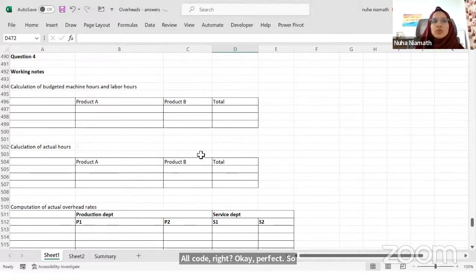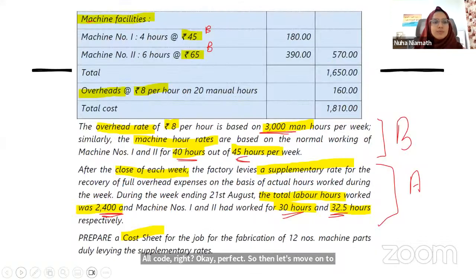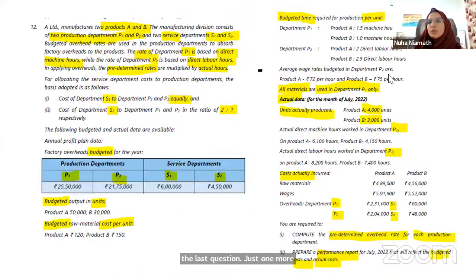So then let's move on to the last question. Just one more. This is a comprehensive question. So let's look at it slowly because there are a lot of things in this question.